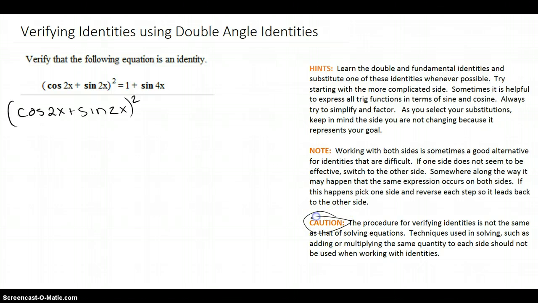Caution. I'm going to go over the caution next. The procedure for verifying is not the same as solving, so I cannot subtract sine of 4x from both sides. Using techniques in solving, such as adding, subtracting, and multiplying the same quantity on each side, does not work.